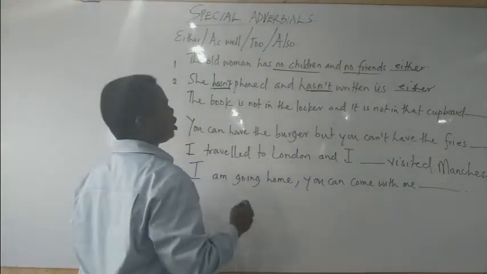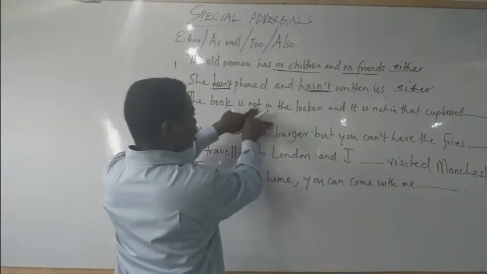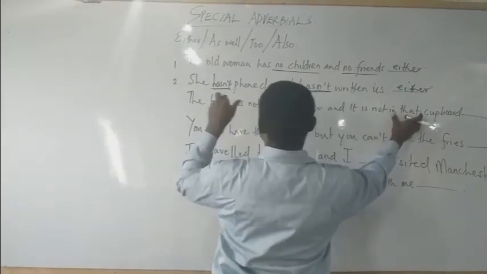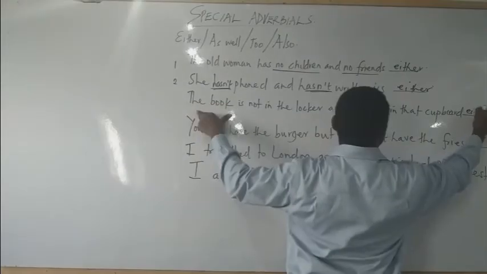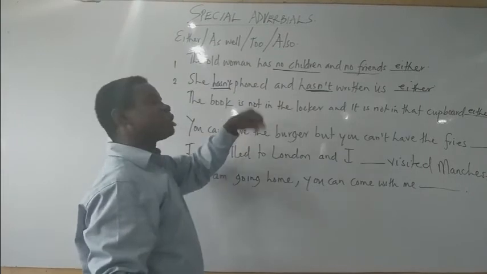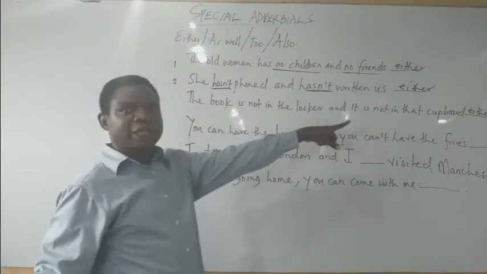Look at number 3. The book is not in the locker. That's negative. Second one, it is not in that cupboard. Negative, negative. What will come here is what? Either. Take note. The book is not in the locker and it is not in that cupboard either. You cannot use as well in that instance.